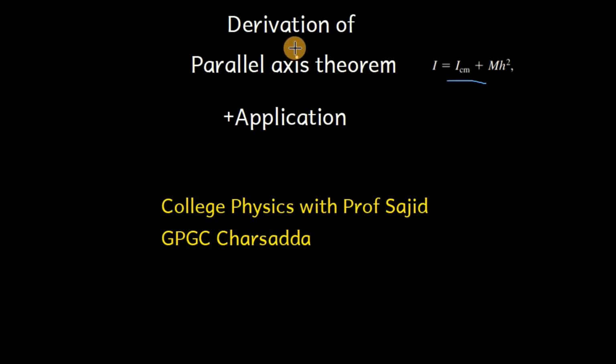So student, आज हम डिस्कस करेंगे the derivation of parallel axis theorem, that is rotational inertia I equal to ICM, rotational inertia about center of mass, plus mh square, mass of the object, and h square is the perpendicular distance between two axes. One axis passes through the center of mass and the other axis is any arbitrary axis which is parallel to the center of mass axis.